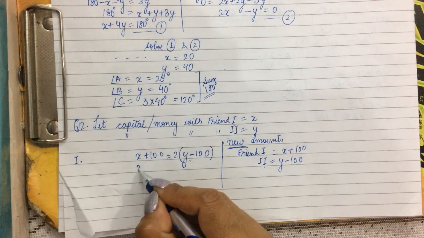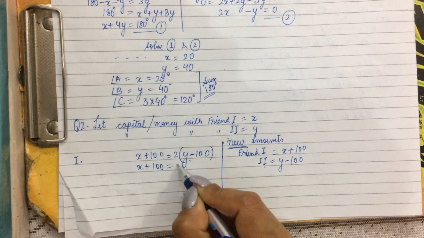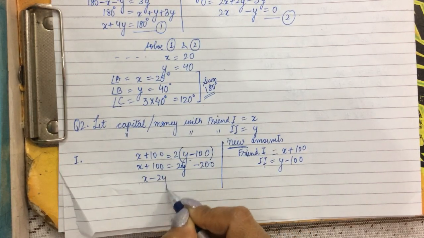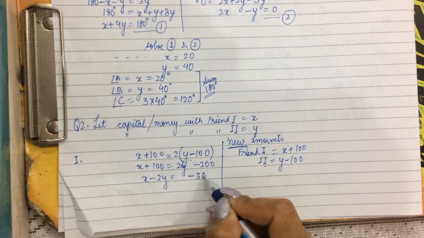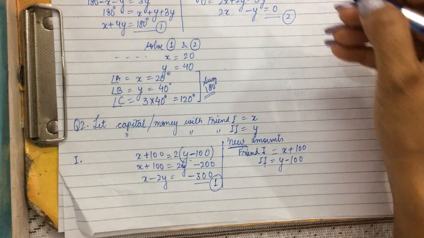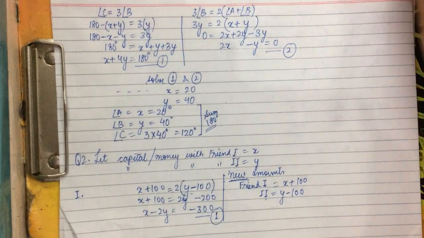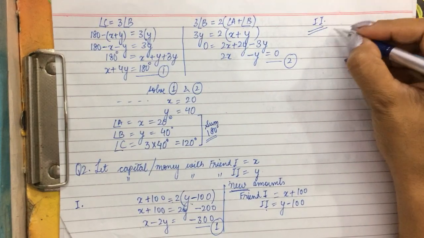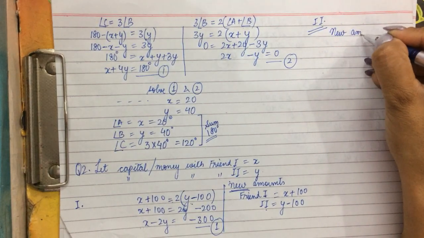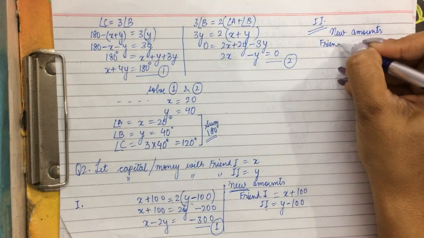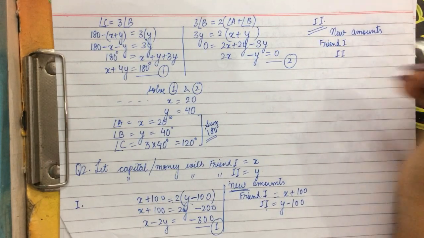Let's simplify. X plus 100 equals 2y minus 200. X minus 2y equals minus 300. This is equation number 1. Let's make the second equation. For the second case, let's again write down the new amounts for friend 1 and the second one.